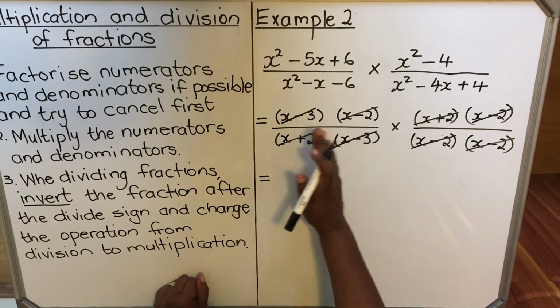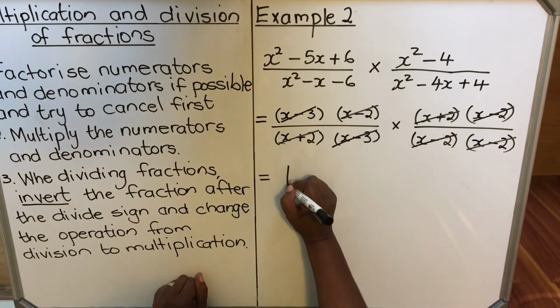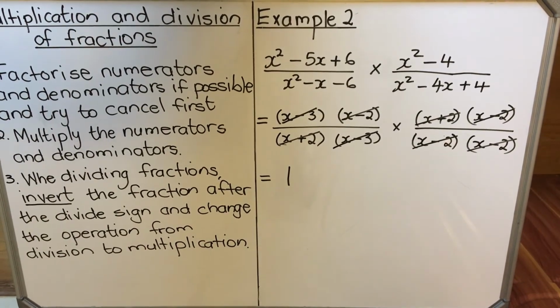So it means we have 1 times 1, which will give us 1. This is our answer. Okay.